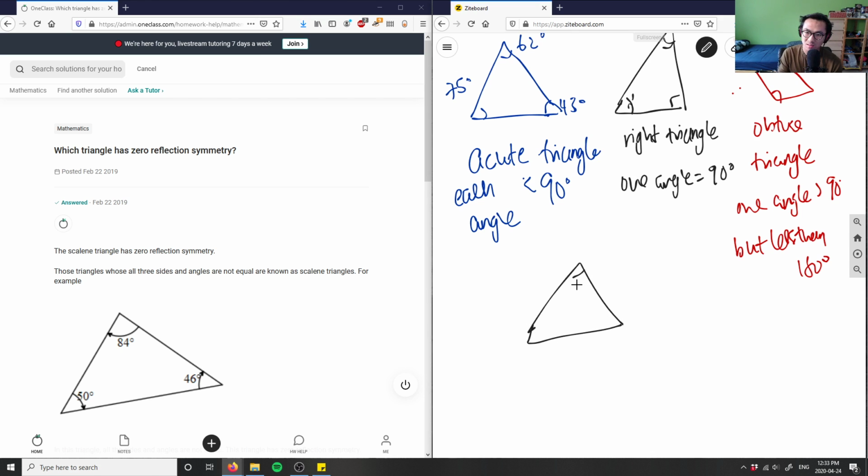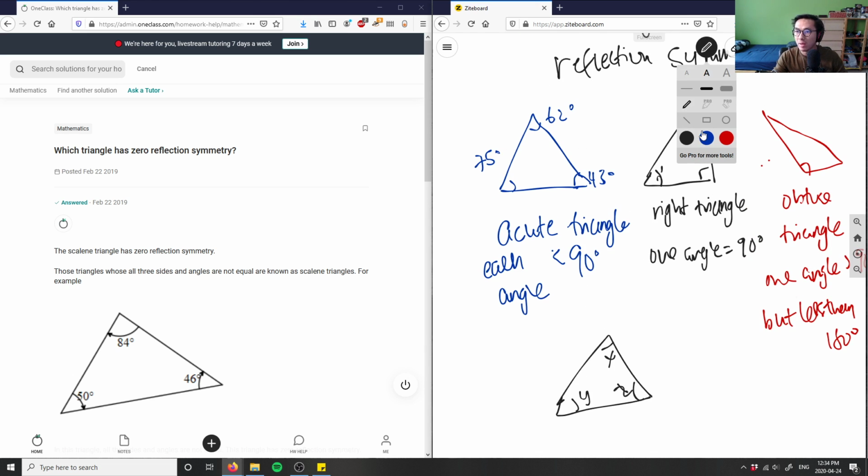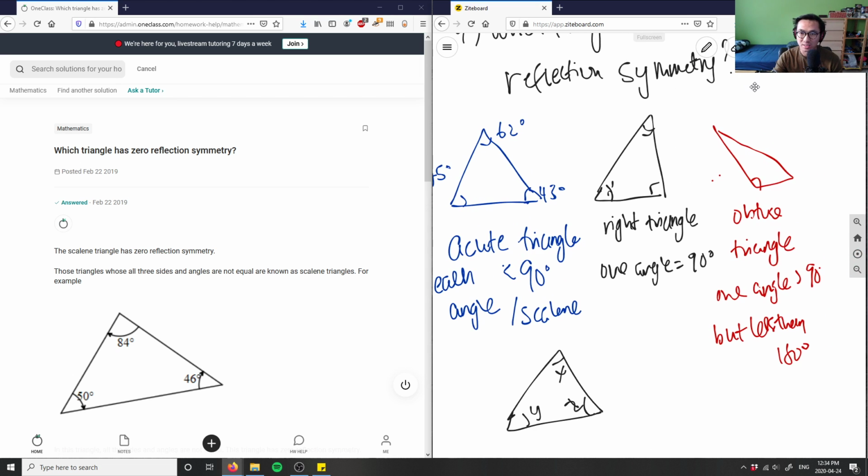So I can say this is X, this here is Y, this here is Z, right? We don't know this here. So this here is actually both an acute and a scalene triangle. And it's asking us which triangle has zero reflection symmetry. So it's asking us, can I reflect these triangles?